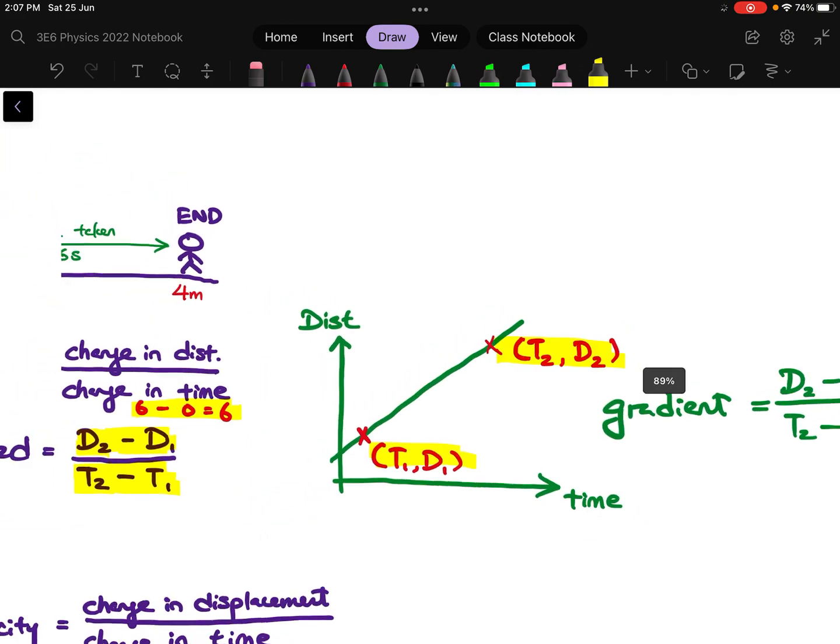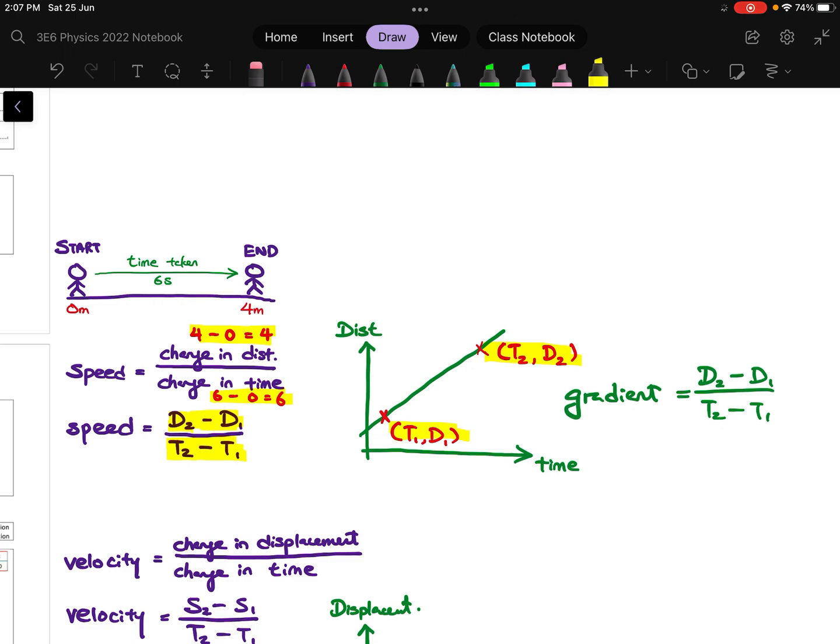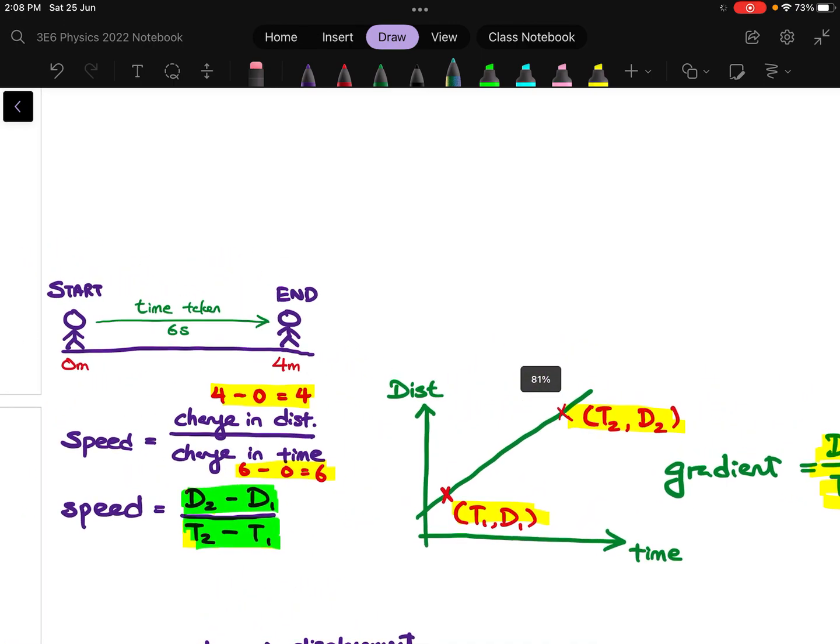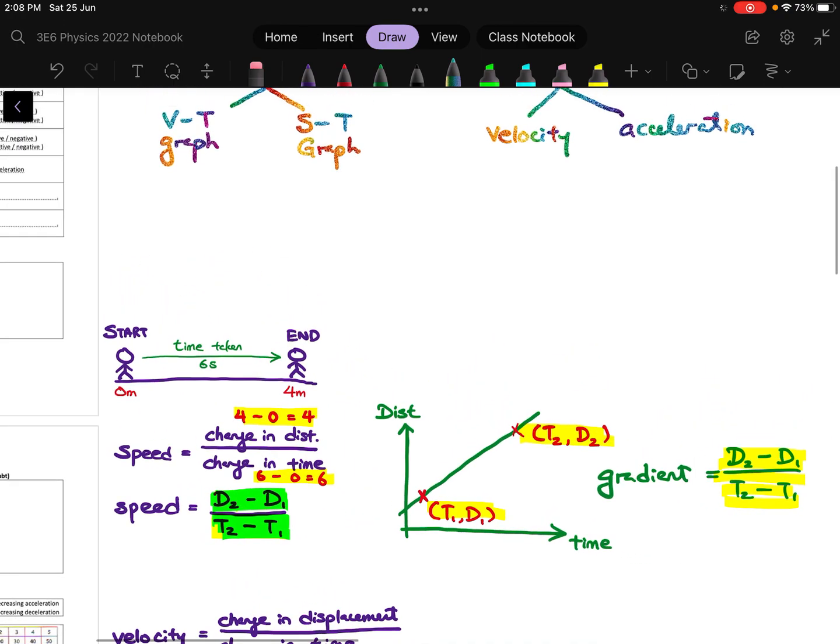So if you look at this graph, you will notice that this expression and this one actually look very, very similar. So actually what we can tell from this very simple illustration is that you can say that the gradient of a dt graph is actually the speed of the object. That the gradient of a dt graph can tell you the speed of an object, right?